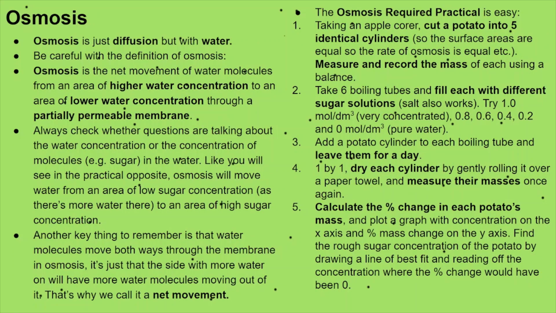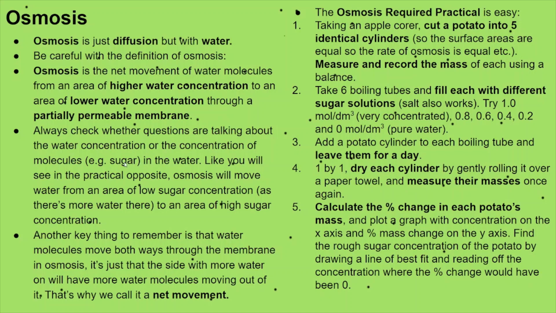So now we're going to move on to osmosis, and osmosis is diffusion, but it's only with water over a partially permeable membrane. So be careful with the definition. It's the net movement of water molecules from an area of higher water concentration to an area of lower water concentration through a partially permeable membrane. Always check whether the question is talking about the water concentration or the concentration of molecules in the water.